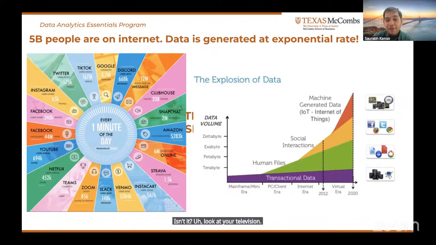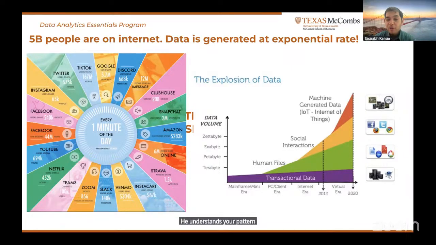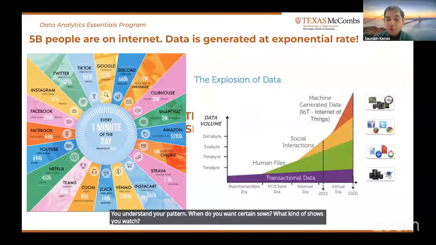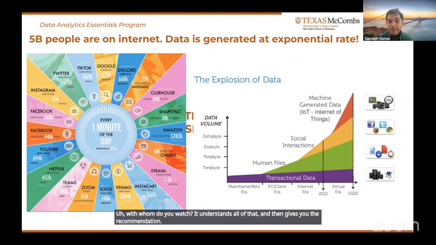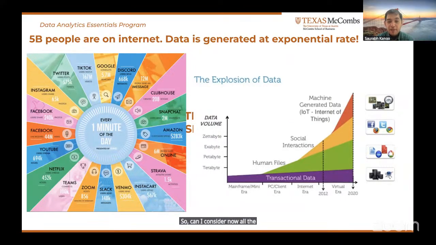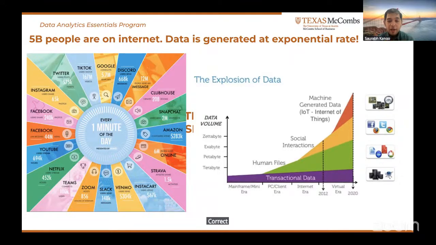Look at your television. It was a simple television where you could watch shows, but nowadays it is a smart television. What is smart? It understands your pattern. When do you watch certain shows? What kind of shows do you watch? With whom do you watch? It understands all of that and then gives you recommendations. So can I consider that all the devices around us are getting connected to the internet, and because of that, a large amount of data is getting generated? Correct? Do you agree with this line?